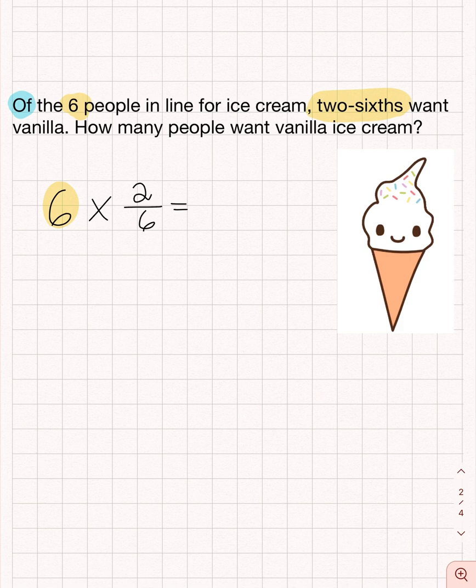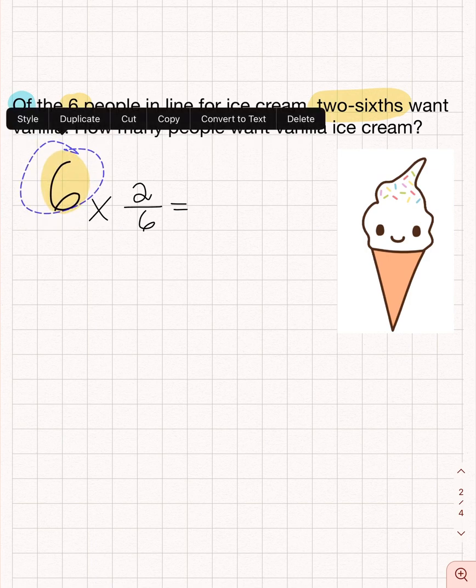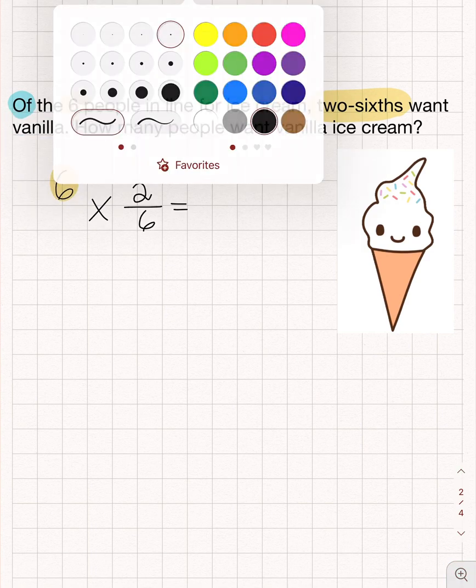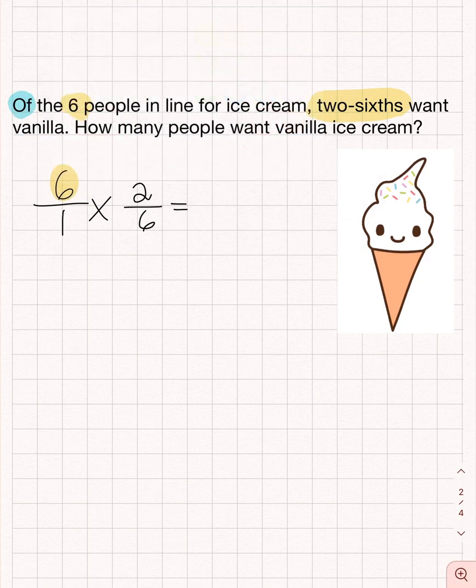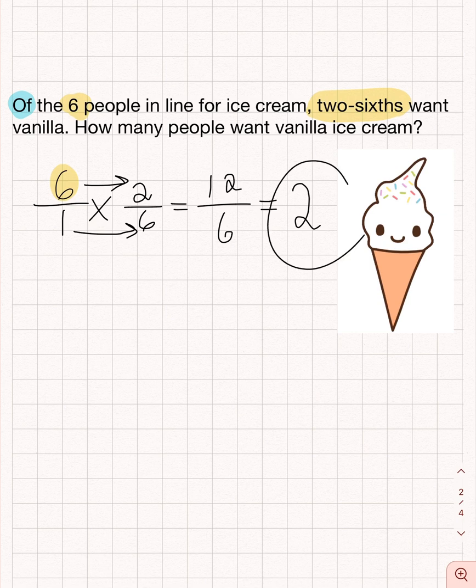All right, when you're done solving this on your own, go ahead and watch as I solve it. I'm going to start by turning that 6 into a fraction. That would be 6 wholes, and then I'll multiply straight across. 6 times 2 is 12. 1 times 6 is 6. 12 sixths. That's an improper fraction, so I need to do 12 divided by 6, which equals 2 wholes. So, of the 6 people in line for ice cream, 2/6 want vanilla. How many people want vanilla ice cream? 2 of them do.